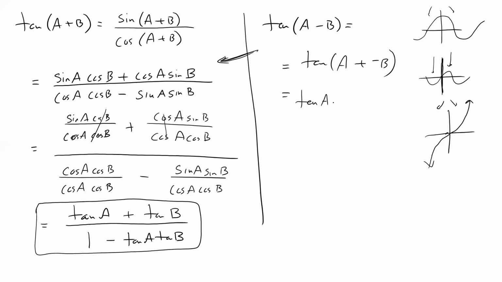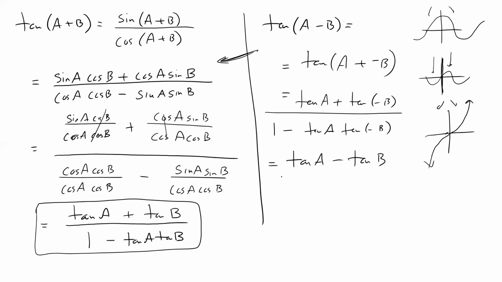So let's plug it in first here. Plus tangent of negative b, over 1 minus tangent of a times tangent of negative b. And tangent is an odd function, so whatever gets out of here is going to be tangent a minus tangent b. And this will be 1 minus minus, because that little negative is going to go out in front. And so voila, we just developed the difference formula for tangent. Phew.